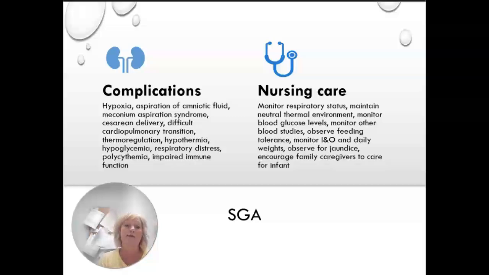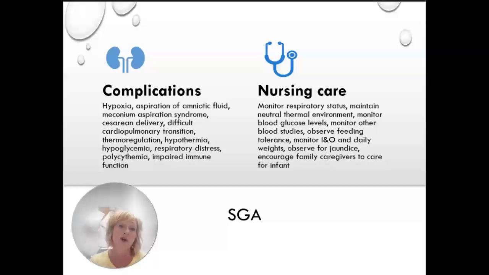Maintain that thermal environment. Normal babies that are born, their thermoregulatory system is very immature. It hasn't gotten developed yet, so it's very immature. And in these guys, it's going to be even more immature, more important that we keep them warm. We're going to have to monitor those blood glucose levels very closely. Monitor their blood status. Observe their feeding tolerance.